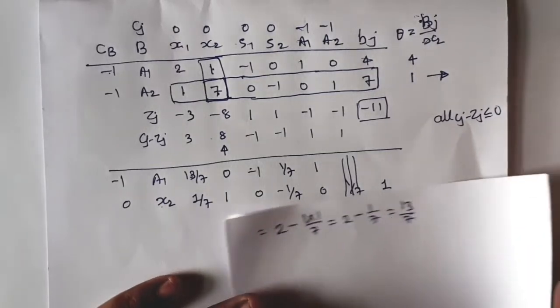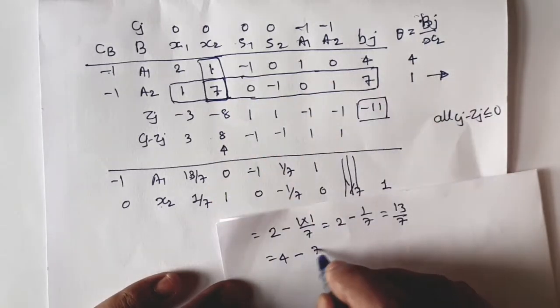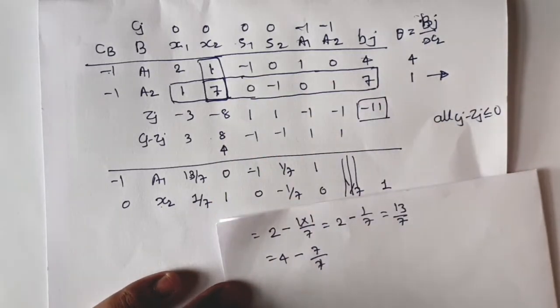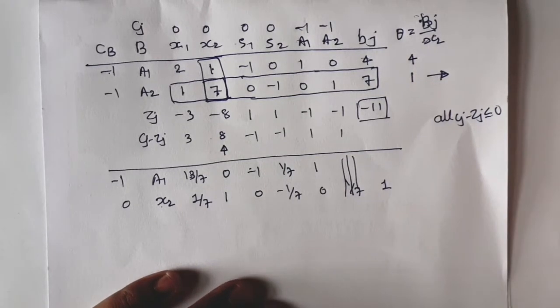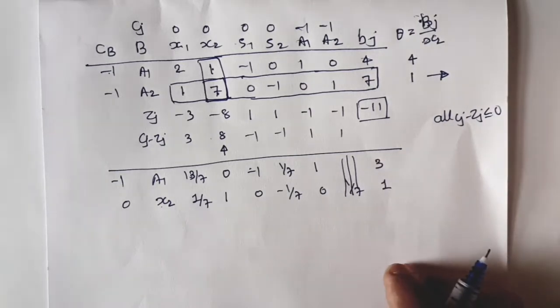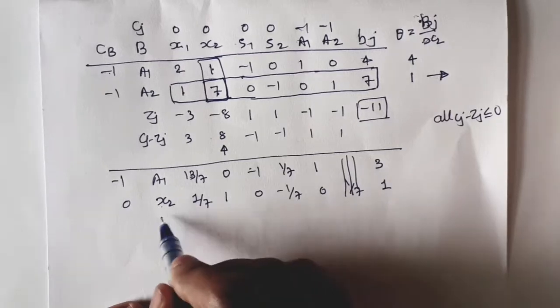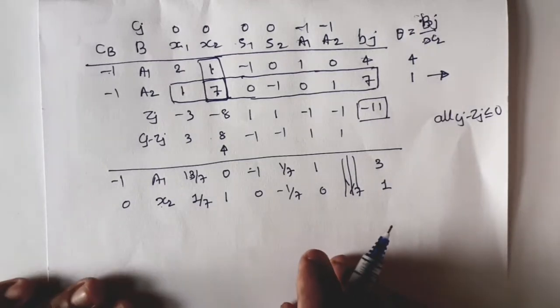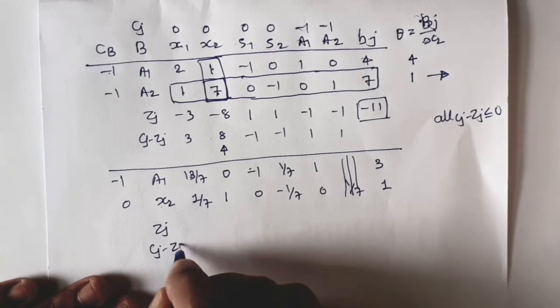And for the remaining elements, say here it is 4. So for the value of 4, it will be 4 minus 7 into 1, so it is 7 divided by 7, so it will be 3. So here the value in the bj column is 3. Now we get another solution, a1 equal to 3 and x2 equal to 1. Now we will check for optimality, say here zj, and after that cj minus zj.